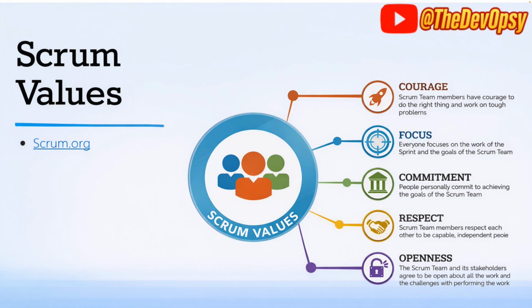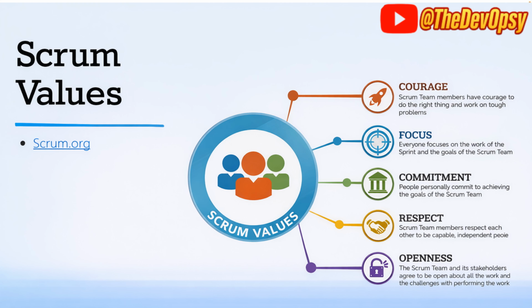Trust me, the reason we are going through this training is to make sure that we understand these values and principles before we start, because these are the things which we need to adopt as a team. We need to have the courage. The Scrum team members should have the courage to do the right thing and work on tough problems, right?